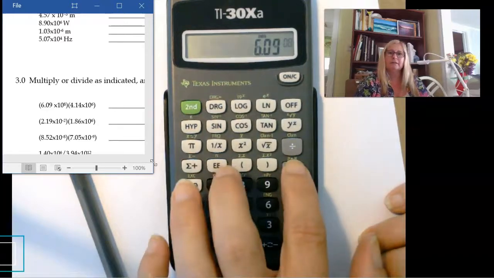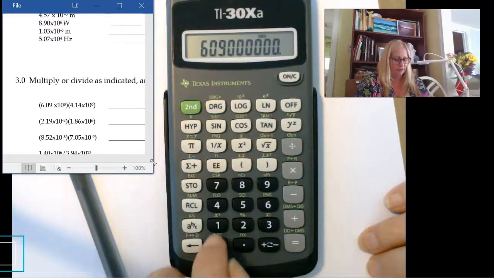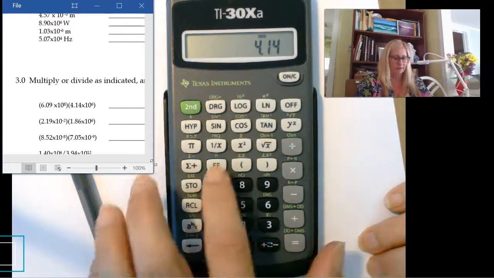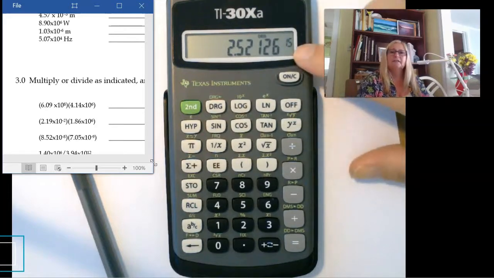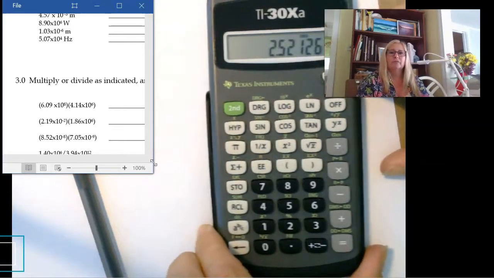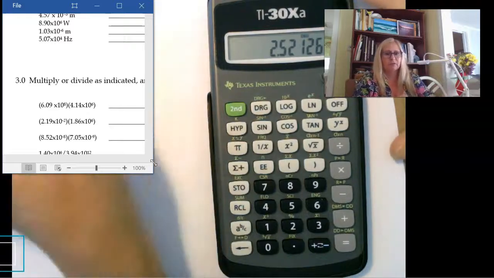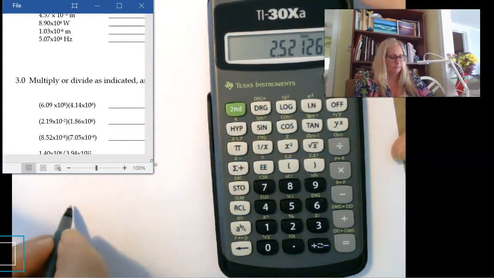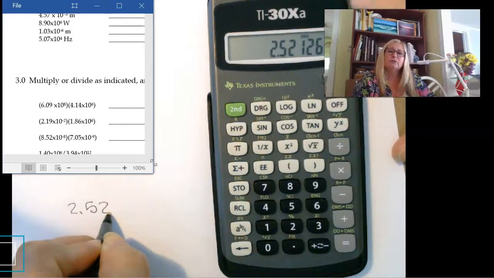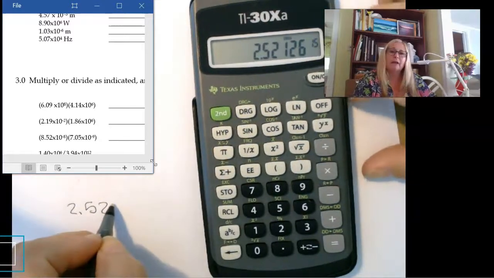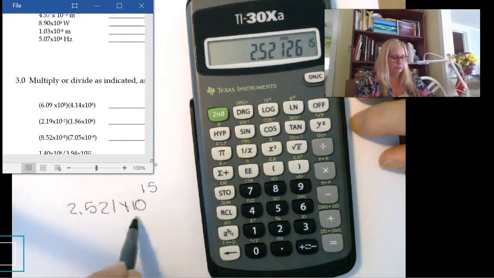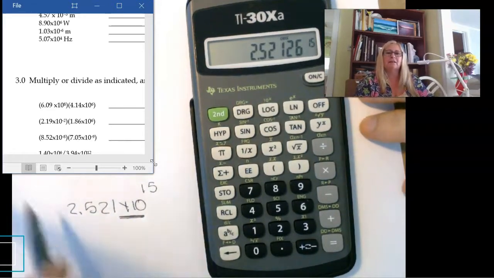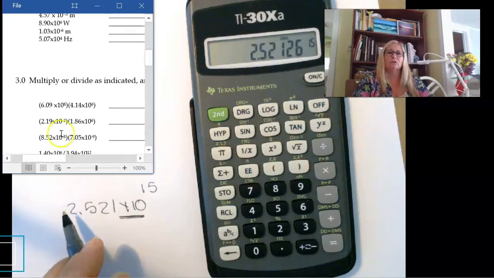It says to multiply, so I'm hitting my multiply button. And now I'm going to go 4.14 EE6. And now I have the answer in scientific notation. However, you're going to make sure you write on your answer, I'm going to put it down here, 2.52, at least go 3 spaces, so I would put the 1, times 10 to the 15. Make sure you put your scientific notation back in on your paper, your homework over here.